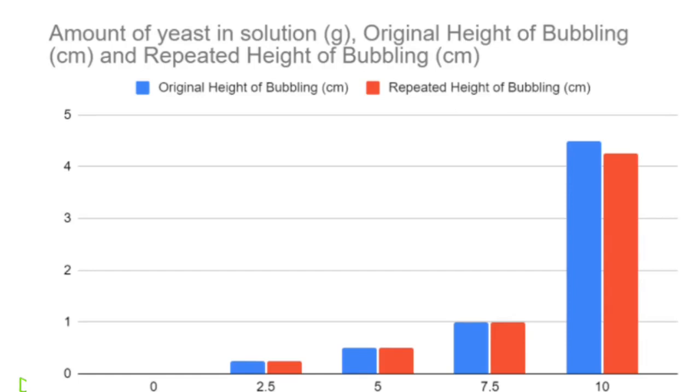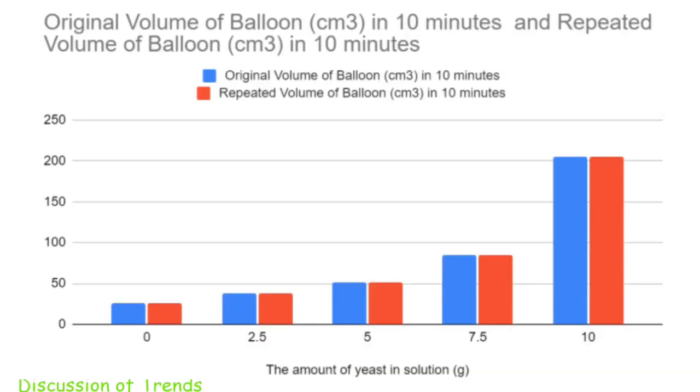In our experiment, looking at graphs for both original and repeated, the 10-gram yeast solution had a balloon with a volume of around 200 centimeters cubed. However, the reaction with 5 grams of yeast only had a volume of 51.3 centimeters cubed. Thus, we can conclude that as the concentration of yeast in the solution increases, the rate of the decomposition of starch into carbon dioxide will also increase. This conclusion can be supported by a figure regarding the process of fermentation inside yeast, in which glucose is taken into the yeast cell with the product being ethanol and carbon dioxide. Therefore, we can reason that with higher concentration of yeast, glucose in the sweet potato puree can be decomposed faster, resulting in a higher rate of reaction.